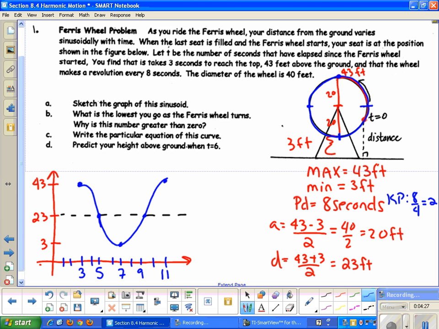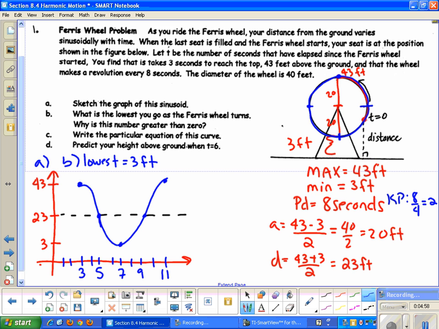For this, it says we sketch the graph. What is the lowest you go as the Ferris wheel turns? For part b, the lowest you go is 3 feet from the ground, because that's how far up the Ferris wheel is off the ground. It says then for the next part, why is this number greater than 0? And again, it's just because the Ferris wheel is above the ground 3 feet.